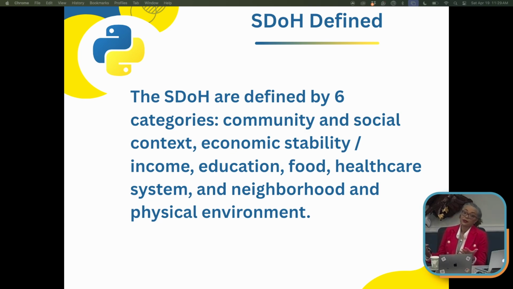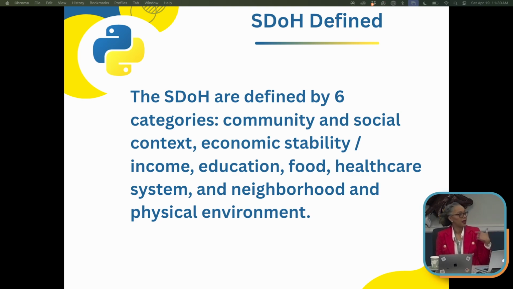So social determinants of health are defined by six categories: community and social context, economic stability, education, food, healthcare systems, and neighborhood and physical environment. Now, I used some proxies when it came to my dissertation. For example, for neighborhood and physical environment, I defined crime, physical and community violence, under neighborhood and physical environment.